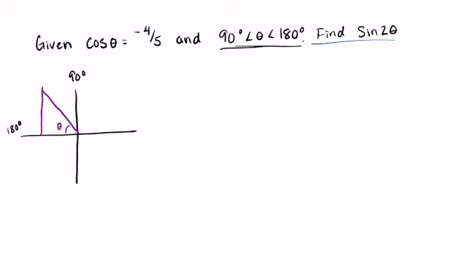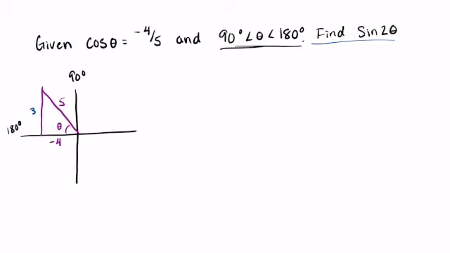And they tell us that cosine is -4 over 5. Now, if you are familiar with Pythagorean triples, we know instantly that this is going to be a 3, 4, 5 triangle. If you don't, use the Pythagorean theorem to solve for that missing side. And again, that's how we would get our third side.